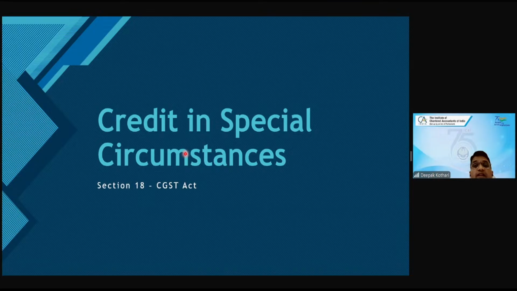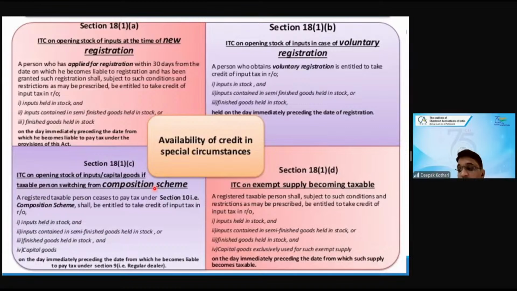Or when I was dealing in goods which were exempted, now they become taxable. Correct? Then also you can claim the credit. So in these situations, how can we claim the credit? That is what this section 18 is going to guide us with. Section 18 will tell ITC on first is 18.1A, 18.1B, 18.1C, 18.1D, 4 sections.